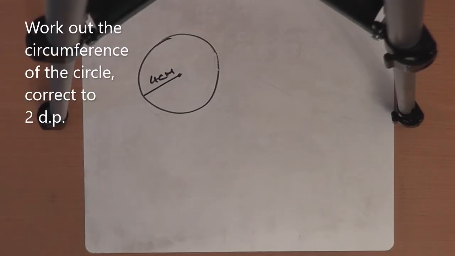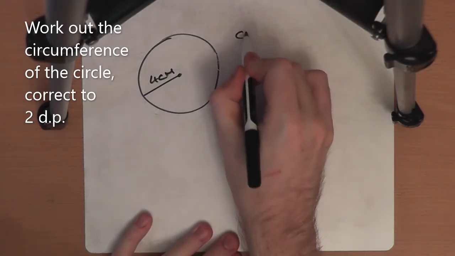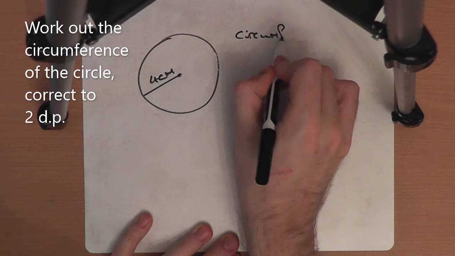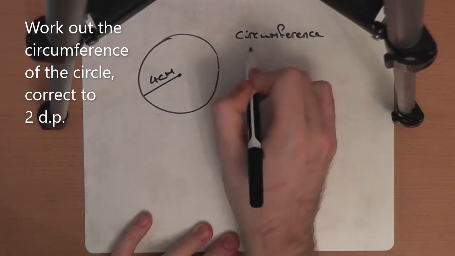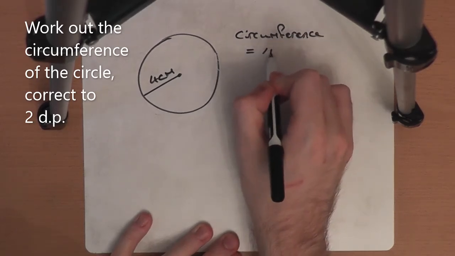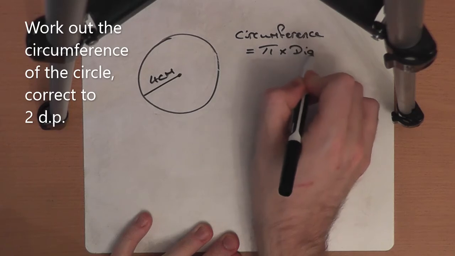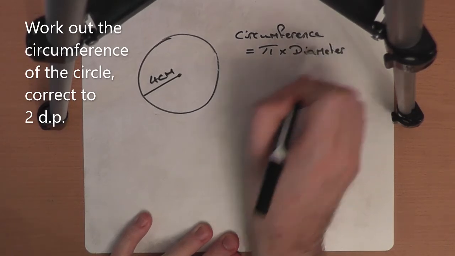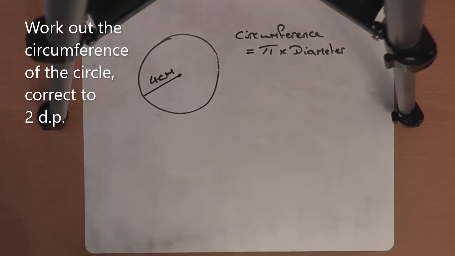Work out the circumference of the circle, correct to 2 decimal places. So we're asked to work out the circumference again. So once again, we're going to start with the formula. Circumference equals pi times diameter, where pi is just code for this number 3.14159 and so on.